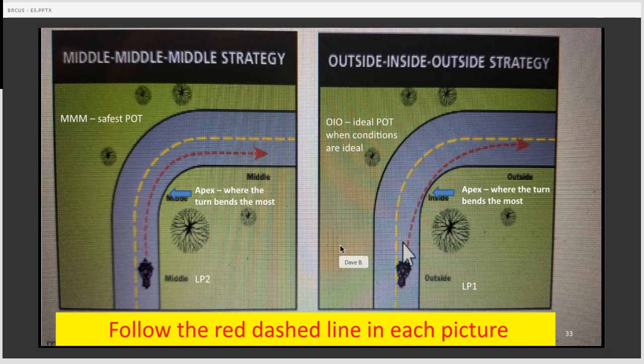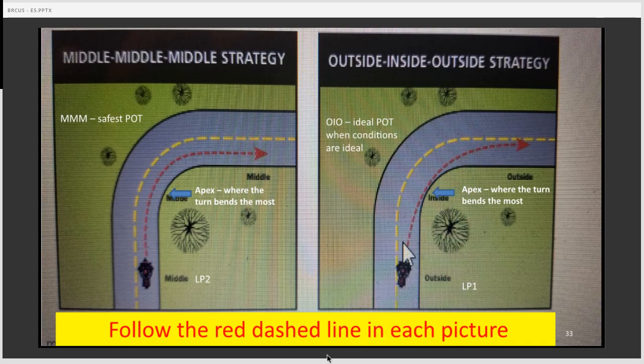Now, the other one, which is very popular, is called outside, inside, outside. It's the ideal path to travel when conditions are ideal. You've got no potholes, whatever it might be. A lot of racers use this path of travel too. So now you're going to start from the outside, that LP1 position. As you approach the apex, you're going to move into the inside position. And then when you pass the apex, you're going to go back out to the outside. So it's outside, inside, outside.